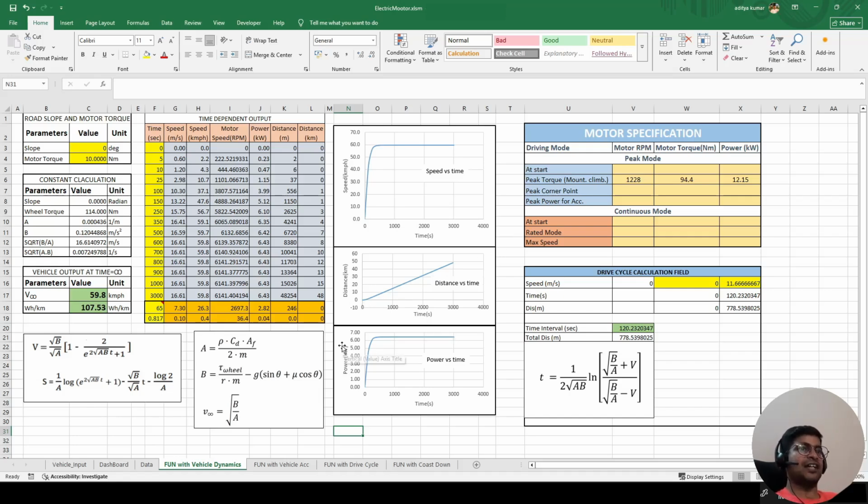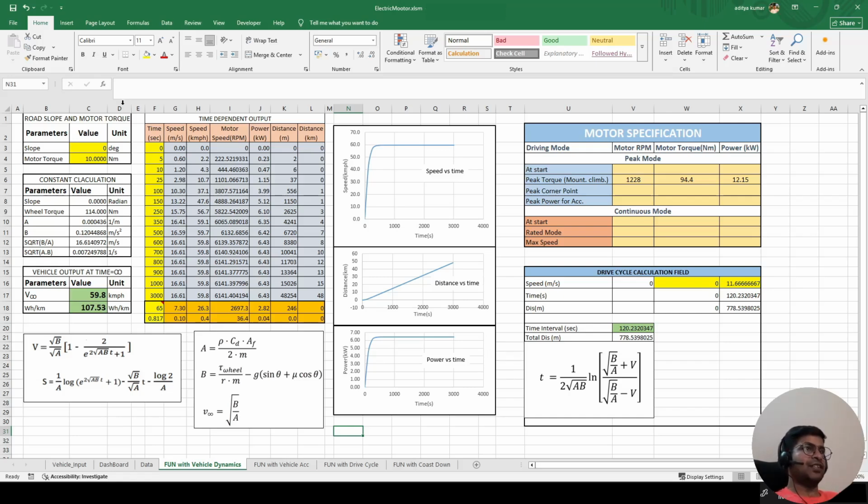Next, I have drawn the graph of motor power versus time. As you can see, the motor power increases and then becomes constant. Why? Because torque is constant, and after some time the vehicle speed is going to be constant, which means the motor RPM is going to be constant, and hence the power will be constant.